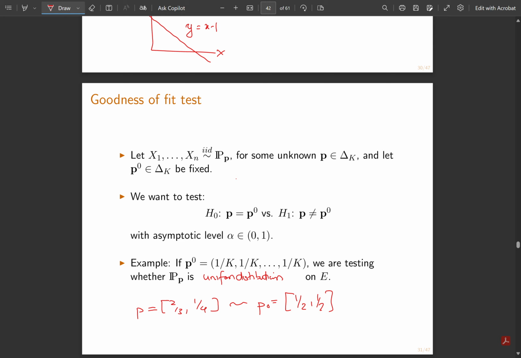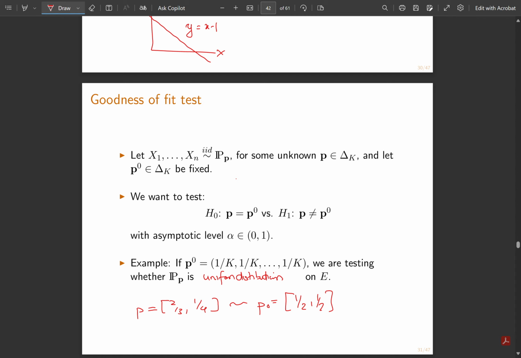Today we'll be talking about the goodness of fit test. This is going to be an example, a problem we want to solve. And for that, we'll have a setup and we'll give an example of a problem that matches the setup. Now let's get started.